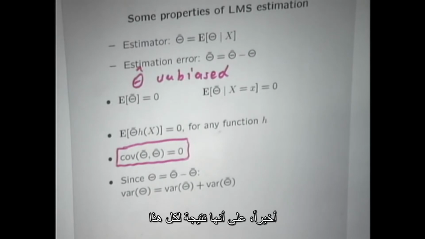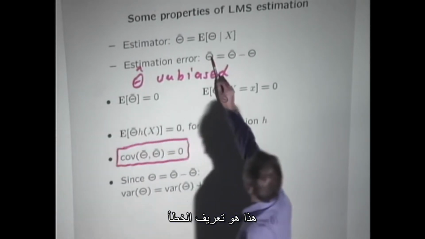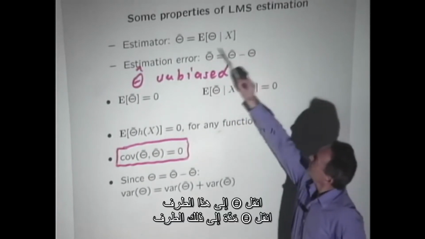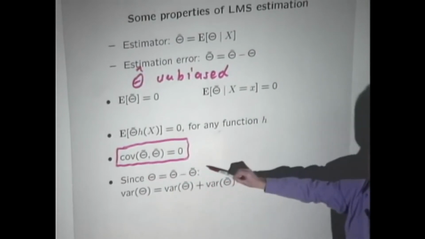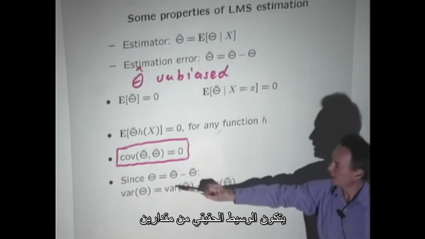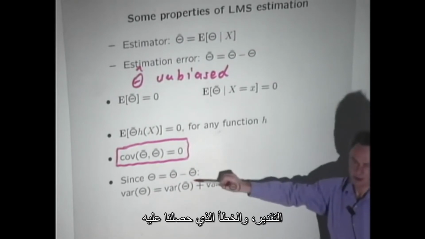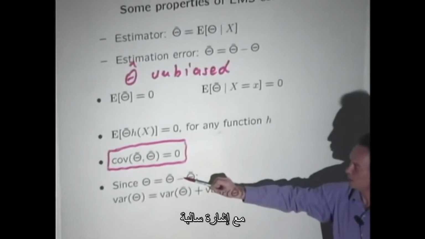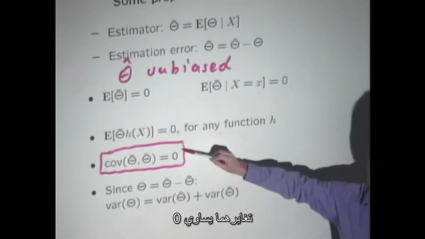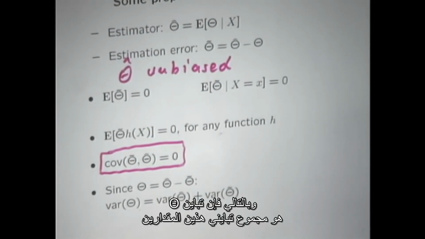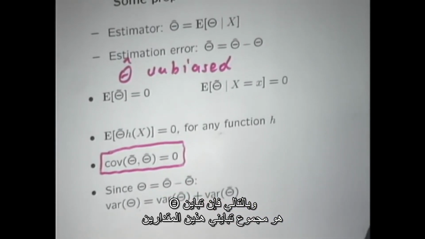Finally, a consequence of all this. This is the definition of the error. Send theta to this side, send theta tilde to that side, you get this relation. The true parameter is composed of two quantities, the estimate and then the error that I got with a minus sign. These two quantities are uncorrelated with each other. Their covariance is 0, and therefore the variance of this is the sum of the variances of these two quantities.